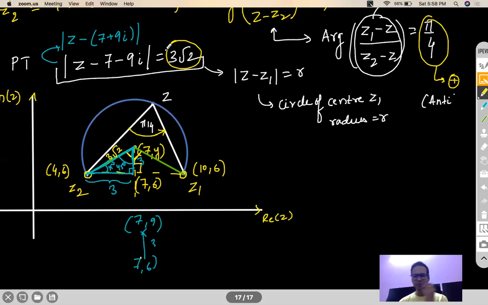This basically, I'm purely using my geometrical interpretation of whatever operations I have learned, whether it is modulus, whether it is argument, whether it is conjugate, all those things have come into the picture. This is just a beautiful problem. Any questions? Any questions? Any concerns?